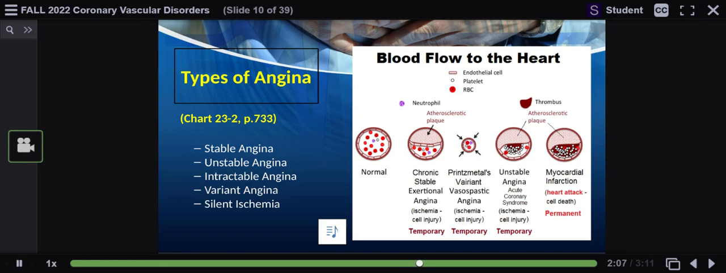Now, we also have the intractable or what we call refractory angina. It may mean severe, incapacitating chest pain. A variation of unstable angina is variant or Prinzmetal angina, wherein there's a blockage of blood flow in the coronary artery that causes the coronary artery to spasm.